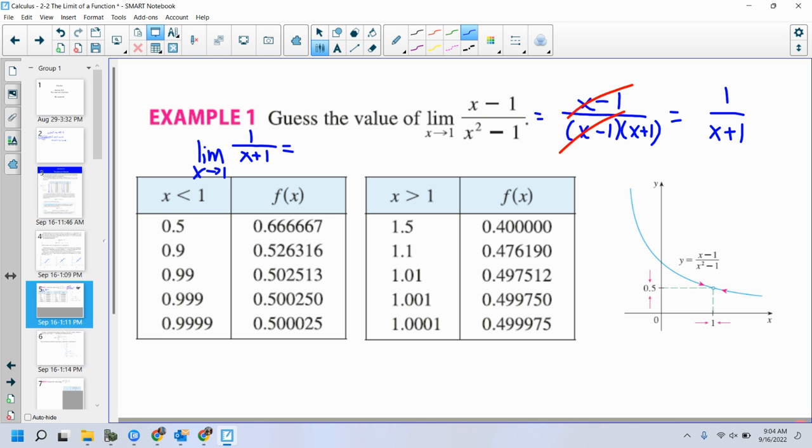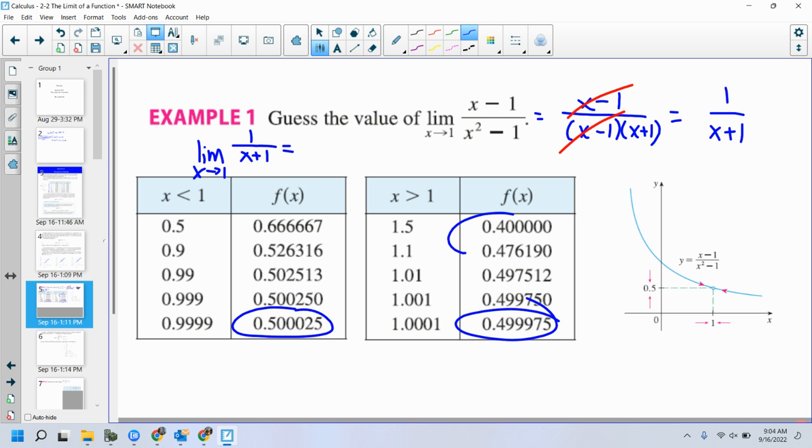Can I plug in 1 now? What do I get when I plug in 1? Oh, this side. 1/2, don't I? So what you can do is actually reduce them down, then directly substitute, but we'll talk about that a little bit more later on. See, some of them you can reduce down. Now look at the graph. Doesn't this make sense that there's a hole in the graph at x minus 1?